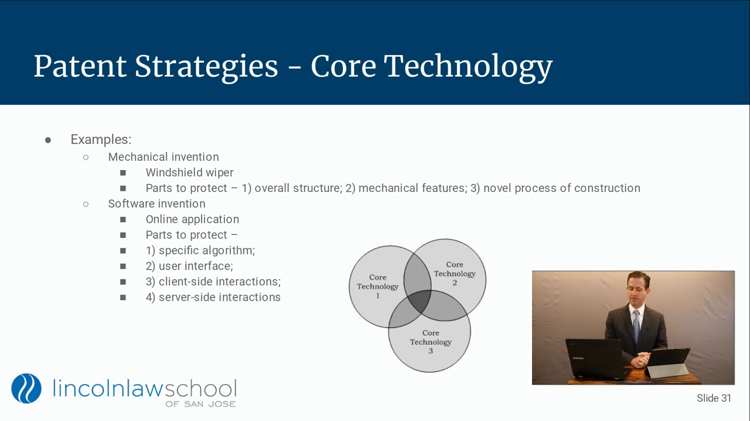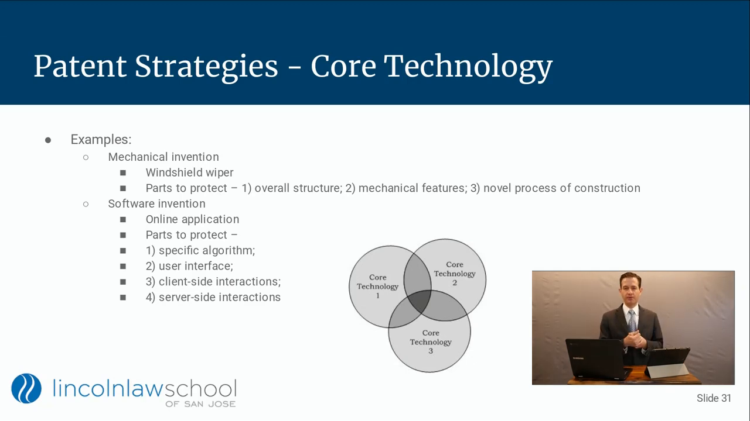I have two examples here, one of a mechanical invention of a windshield wiper, and we may want to protect the overall structure of the wiper, but we also may want to just protect the fastener and how it is attaching to the vehicle, or the methods that are being used to actually construct the wiper. So you might have one of a use, you might have one of actually making. Keep in mind, a patent protects the making, using, or selling of the patented invention. Software invention may be an online application, but there may be different types of parts that you might want to protect in relation to that invention.